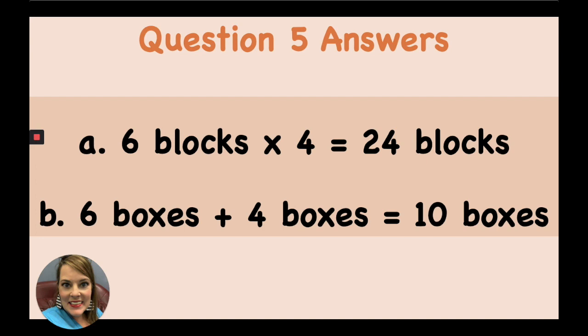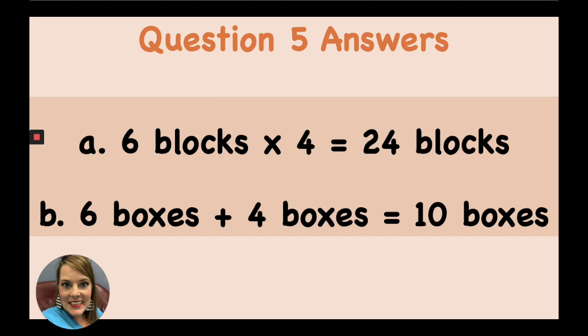So Meredith walked 6 blocks and Randy walked 4 times as many blocks as she did. I know that I need to multiply the number of blocks that Meredith walked by 4. 6 times 4 equals 24 blocks. Randy walked 24 blocks. You should have circled A because 6 times 4 equals 24, and that's what you were looking for.